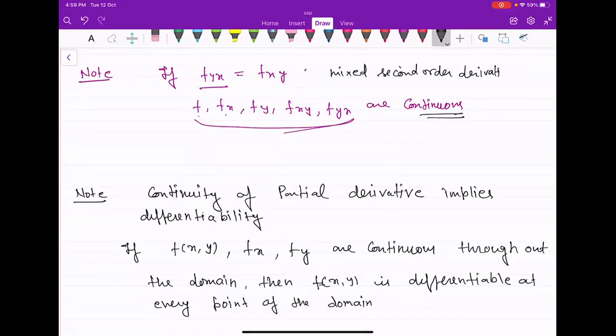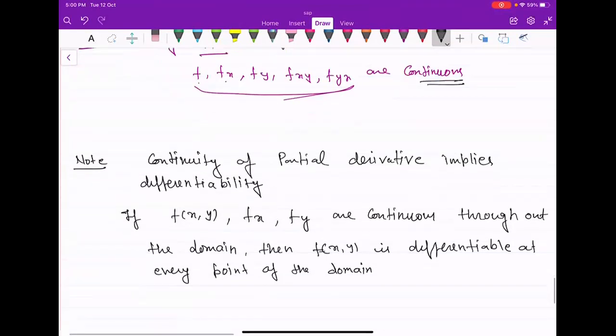जैसे कि हमने पहला एग्जांपल किया था, उसमें आपका fx और fy एग्जिस्ट कर रहा था, then we will not say the function is differentiable. When partial derivatives exist and they are continuous, then we will say the function is differentiable. Otherwise we will not say it is differentiable. So partial derivatives existing doesn't mean that the function is differentiable. If partial derivatives exist and they are continuous, then we will say the function is differentiable. So these are important notes.